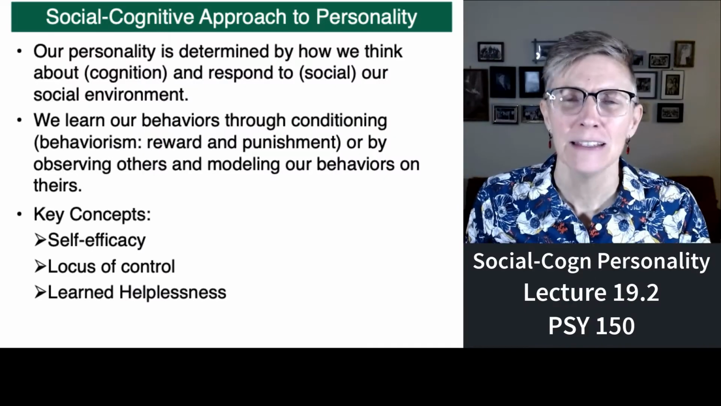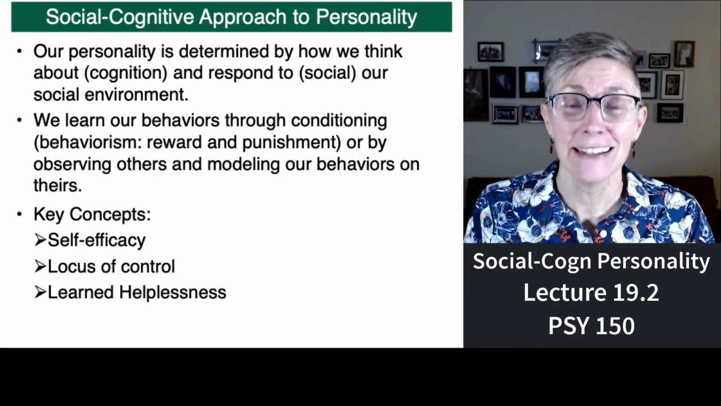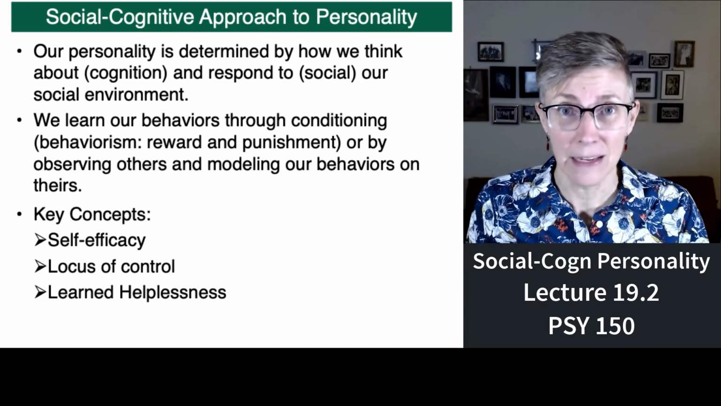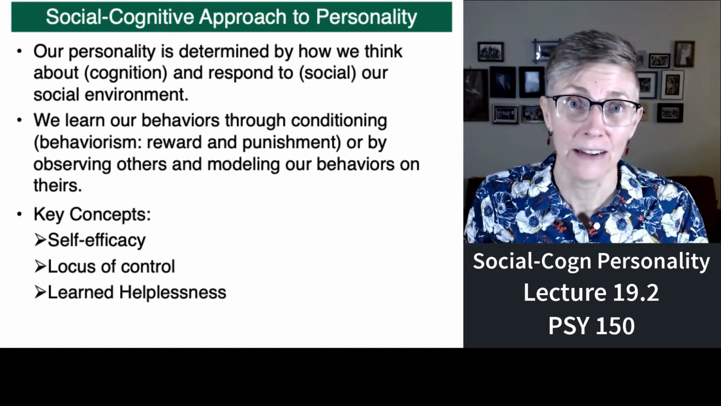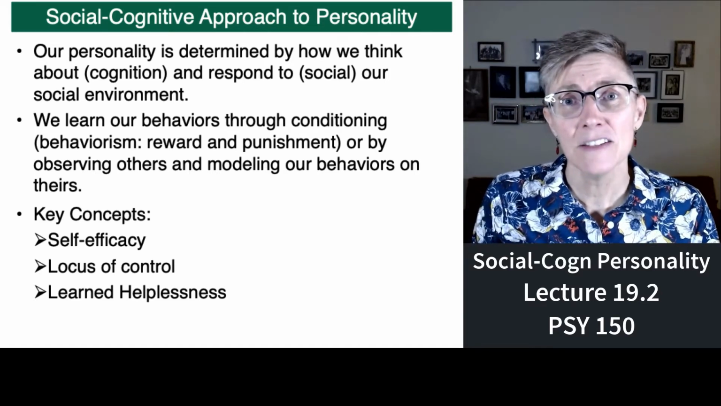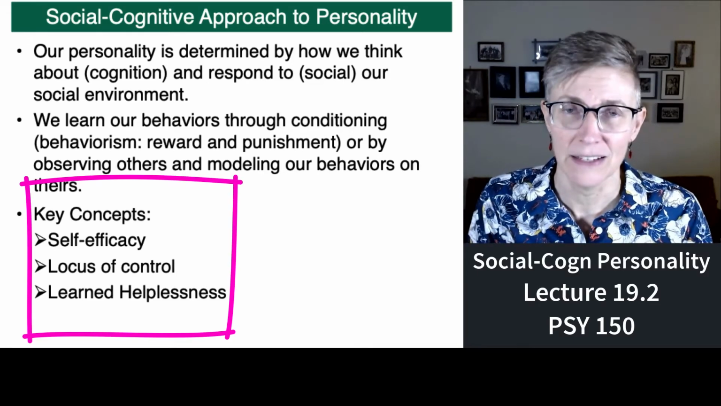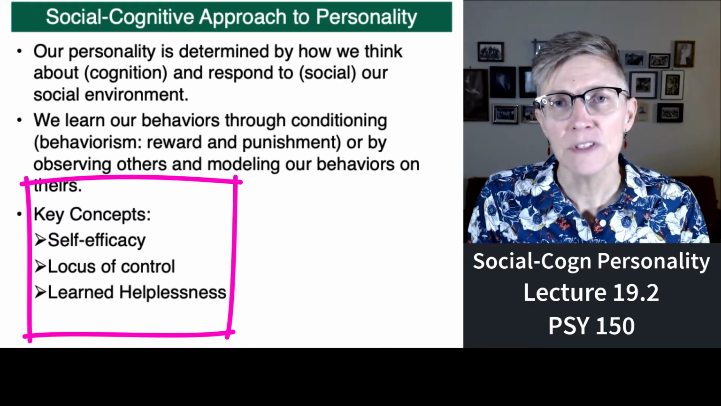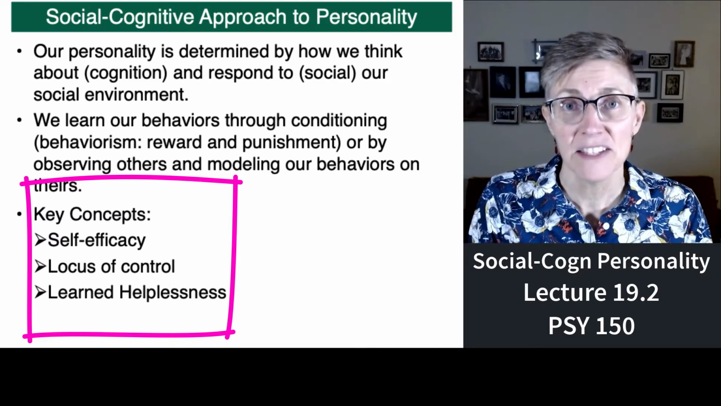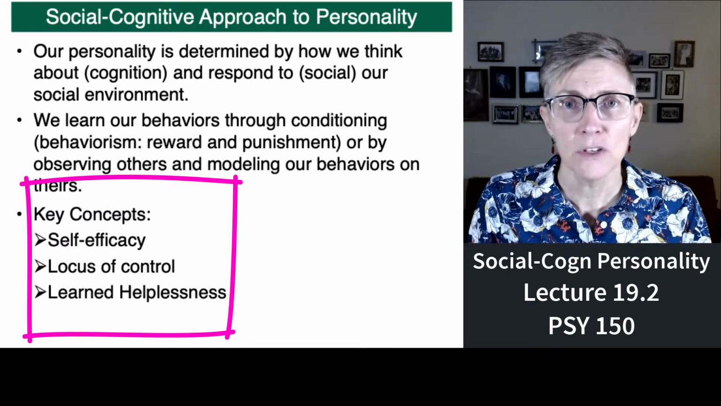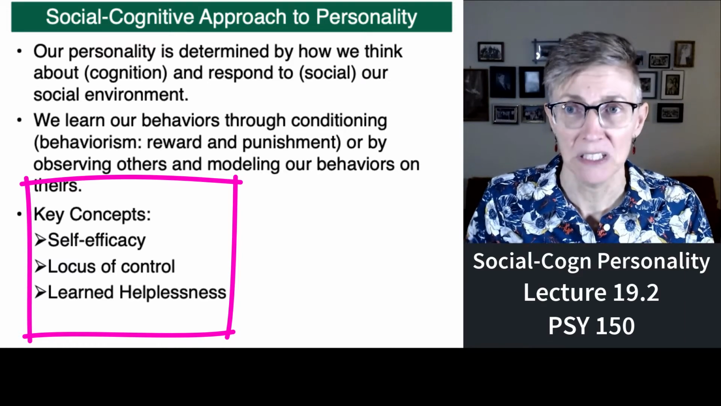So you may wonder why I'm talking about social processes and cognitive processes in a lecture on personality. Aren't those different fields? Well, it turns out our personality is also a function of how we think about the world and how we interact with other people. And I'm going to tell you about 3 concepts in social cognition that influence personality. And these are self-efficacy, locus of control, and learned helplessness.